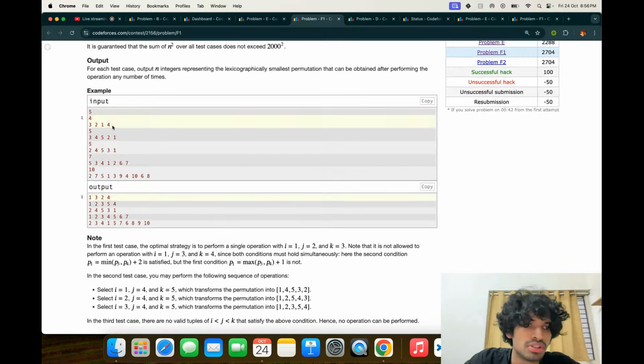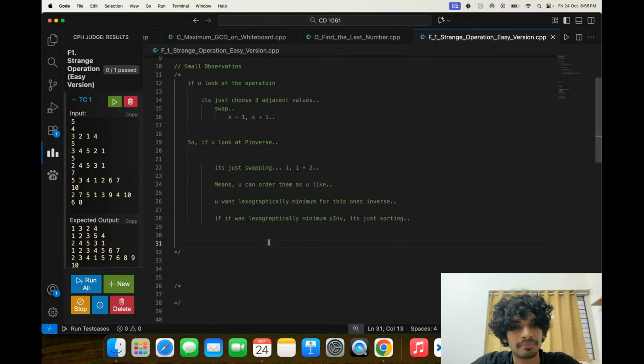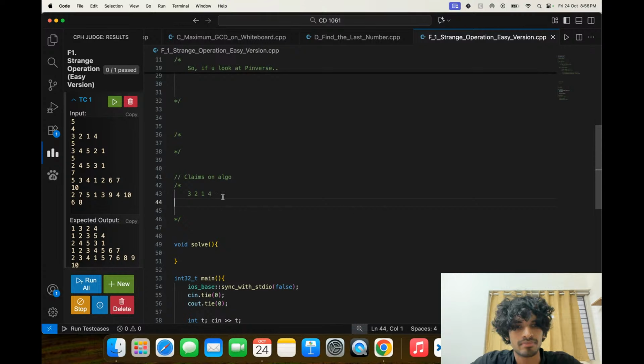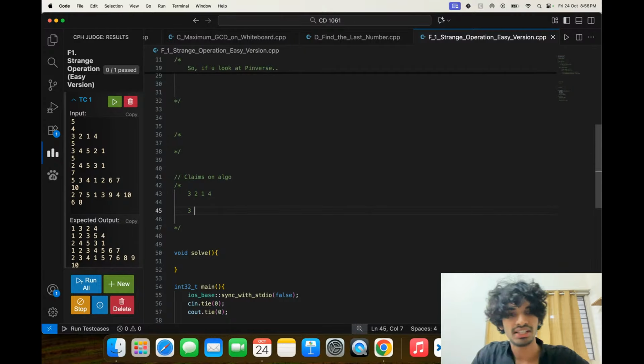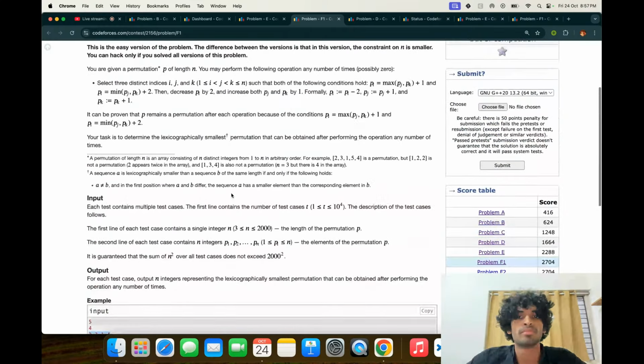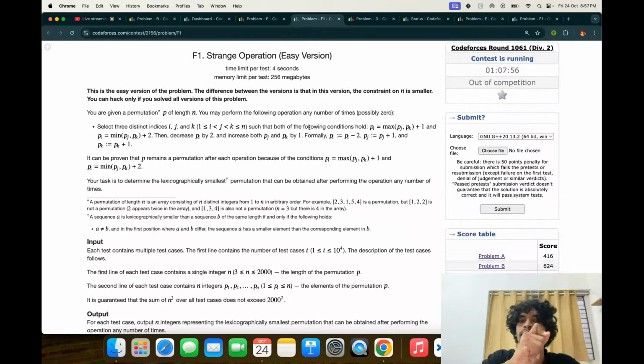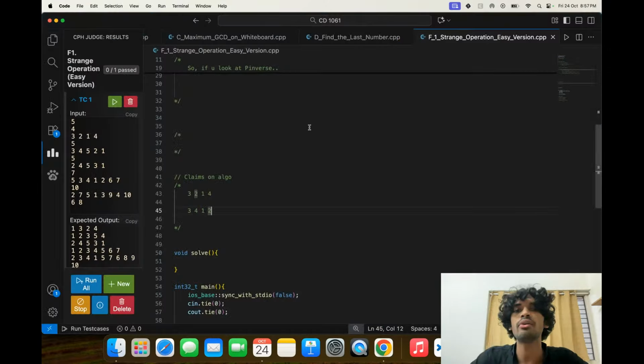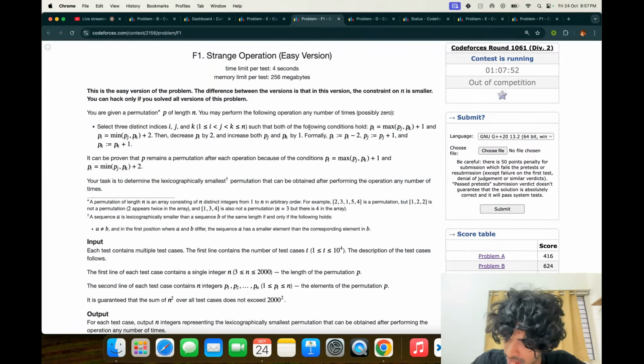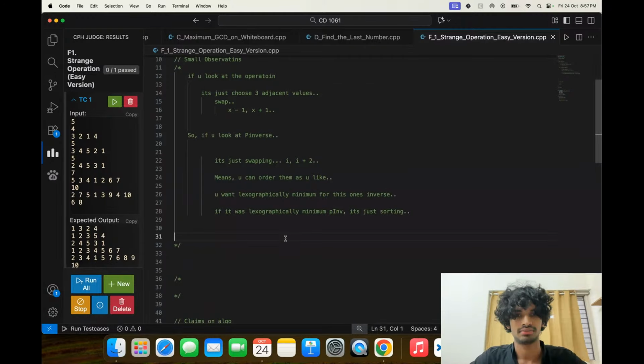Let me try to test it on this test case. Okay. 1, 3, 2, 1, 4, right? Means what is P inverse? 1 is 3, 2 is 4, P inverse of 1 is 3, 4, 1, 2. Okay. And what is happening here? This becomes minus 2. Oh, okay. It's a cyclic shift.